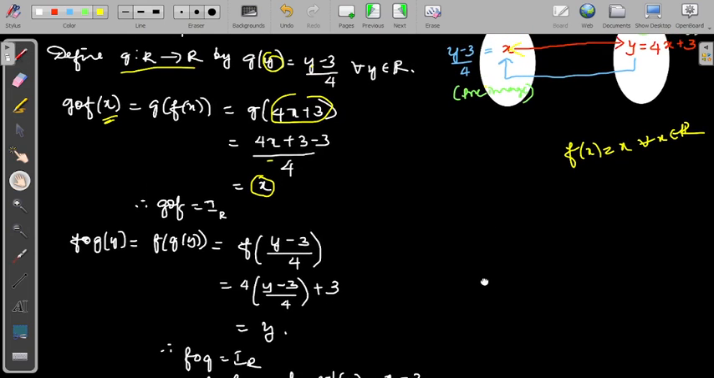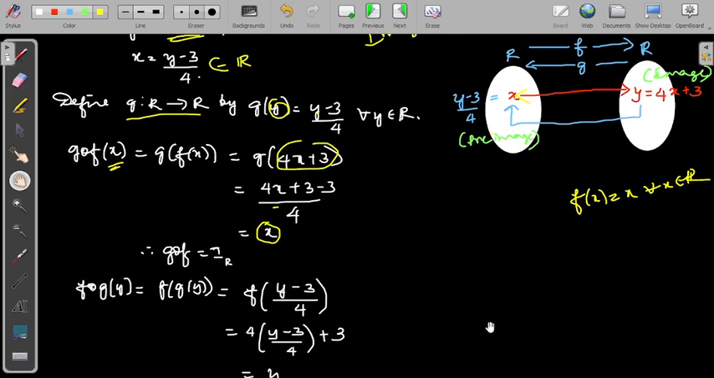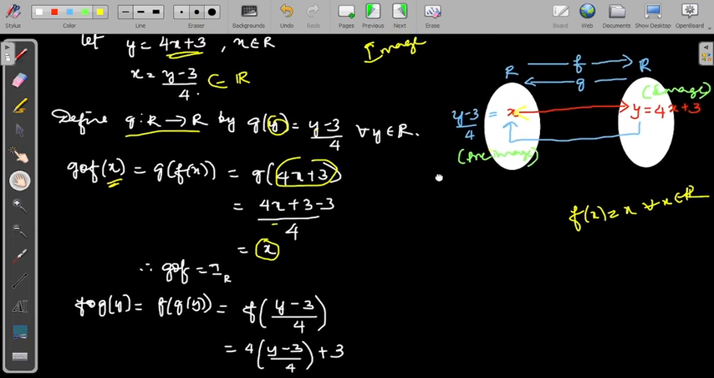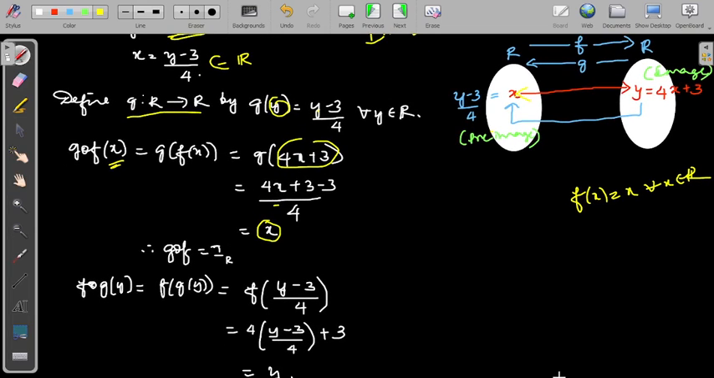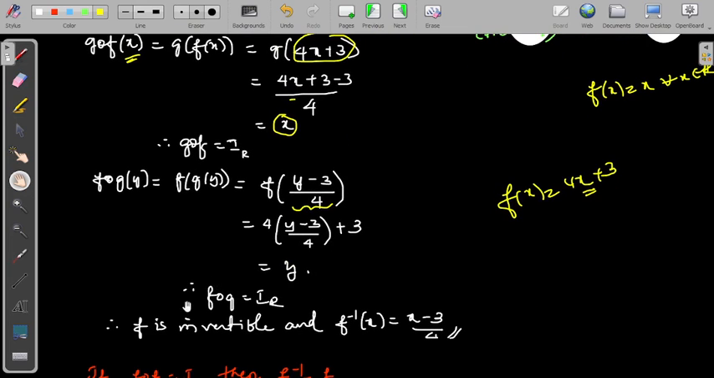So f of x is given by this. F of x is 4x plus 3. So in the place of x you have y minus 3 by 4. In the place of x on the RHS also you substitute that. 4 cancels, minus 3 and plus 3 cancels, you will get y. So input is y, output is also y. So f composite g is also an identity function with the domain of g as R.